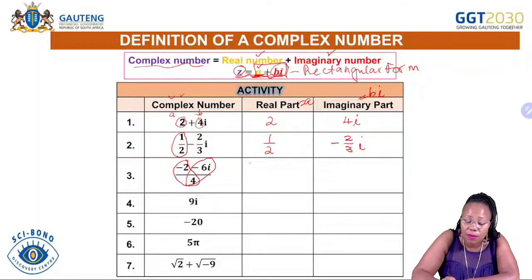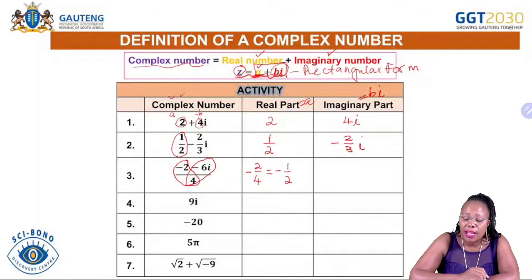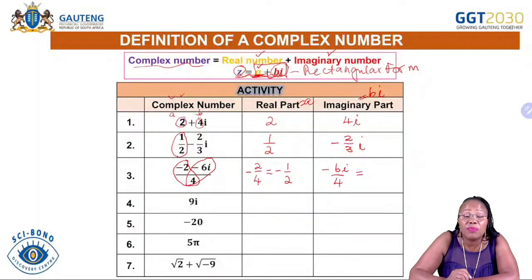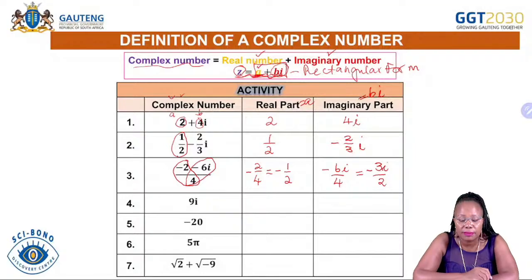Okay, so what is our A value? -2 over 4. In simple form, it will be -1 over 2, simplified fraction. And then the imaginary part will be -6i over 4. Remember, imaginary goes with an i. But this is not simplified, so we need to simplify that to -3i over 2. That is our imaginary part.